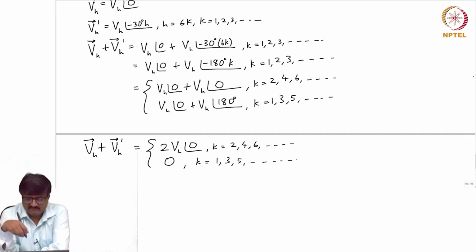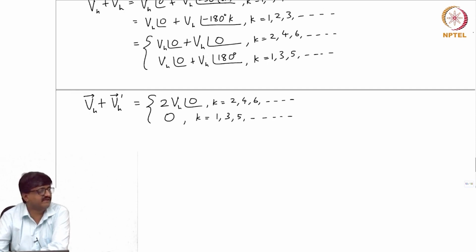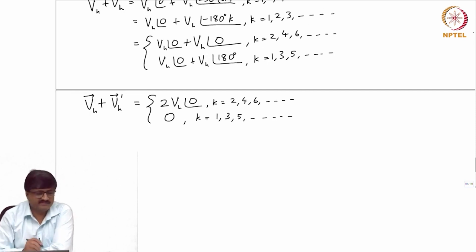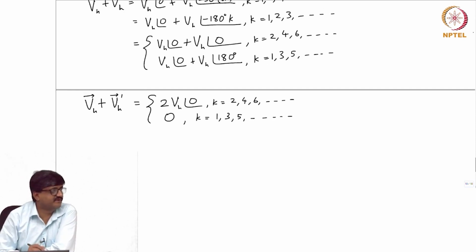So, we see that whenever k is odd, the harmonic components are eliminated, and whenever k is even, the harmonic components are just added. So, we can say that half the number of harmonics are eliminated. So, the harmonics that are present on the DC side voltage of 12 pulse LCC.